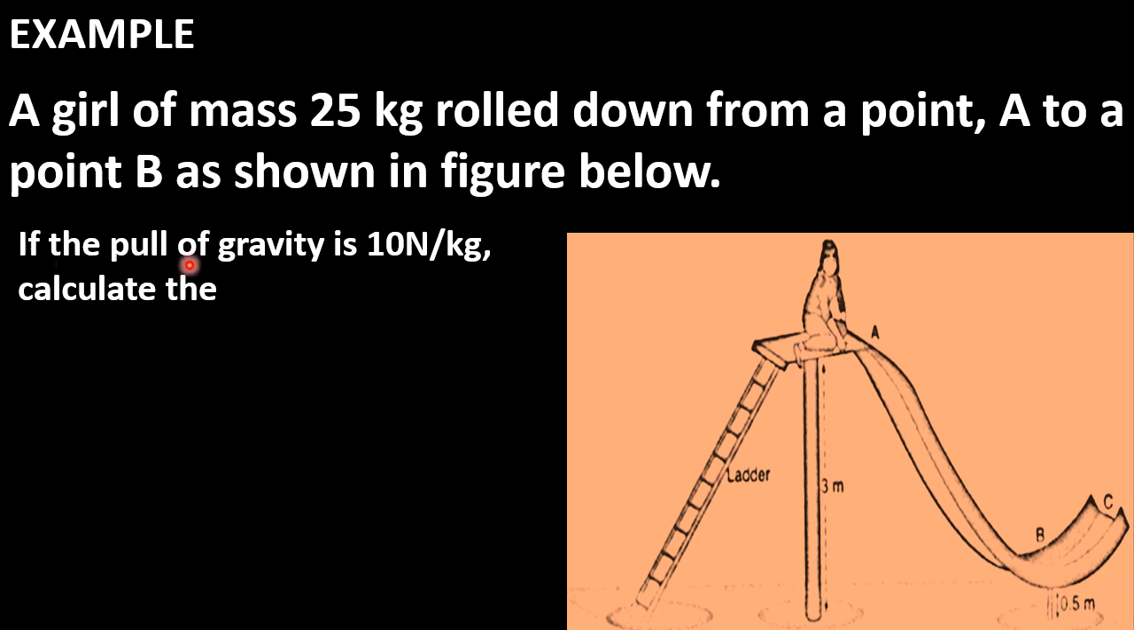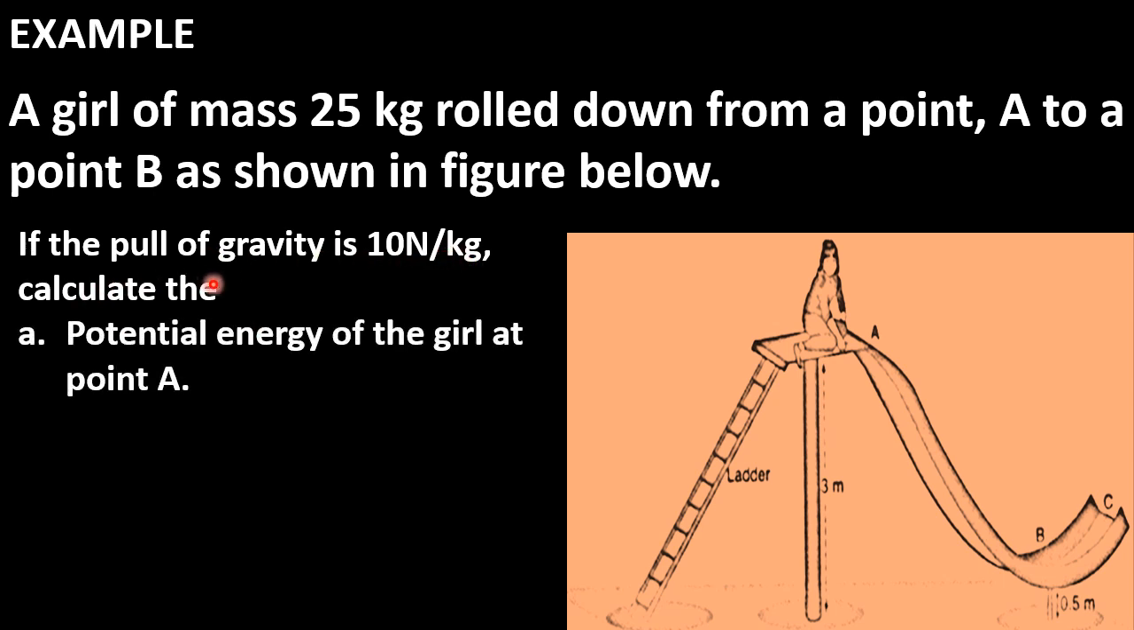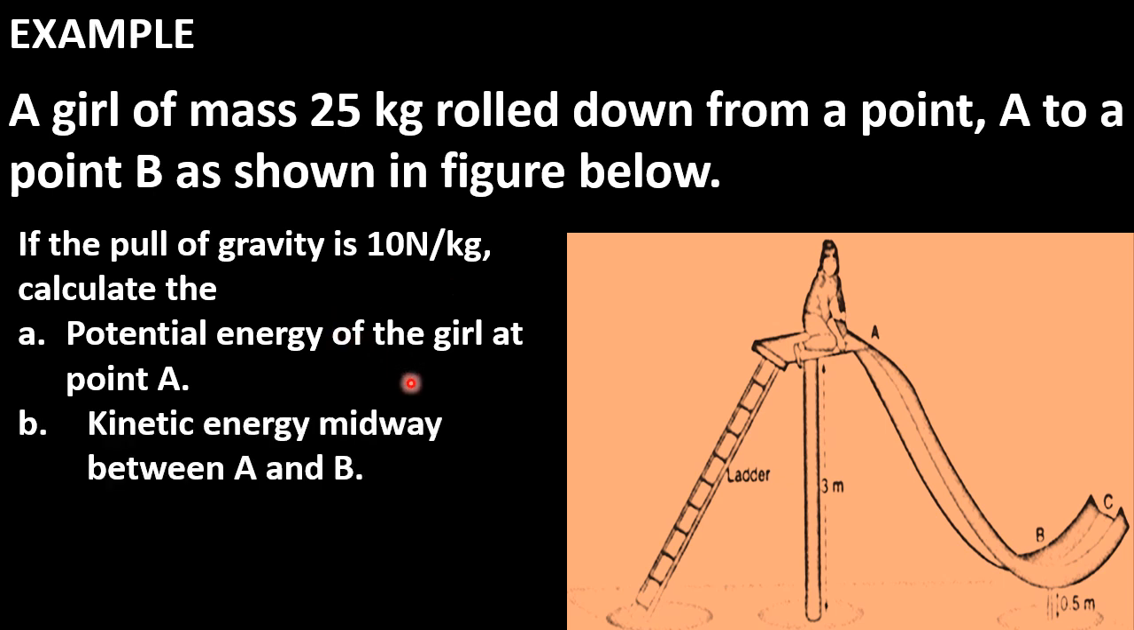If the pull of gravity is 10 newtons per kilogram, calculate the potential energy of the girl at A. What is her potential energy at A here? How much potential energy does she have at this point? Also, using the same information, calculate the kinetic energy midway between points A and B. Midway means somewhere here.